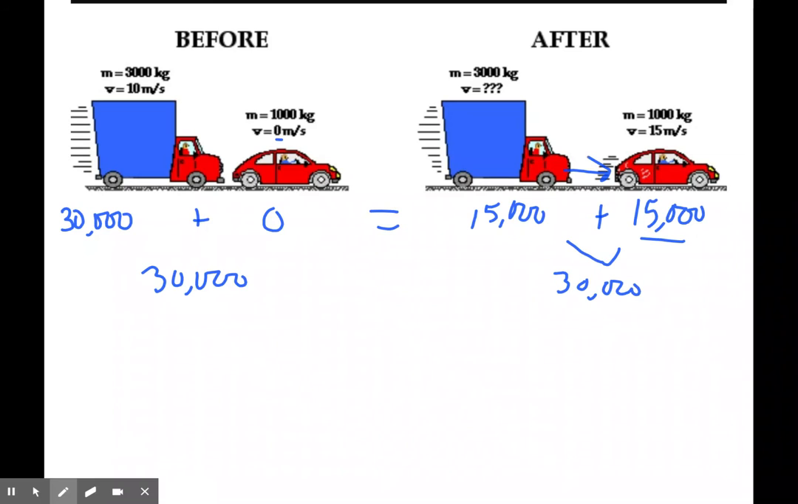So now if we were asked, can you find the velocity for the truck? Yeah, we can do that. So 15,000 divided by the 3,000 mass is going to give us 5 for our velocity for the truck.